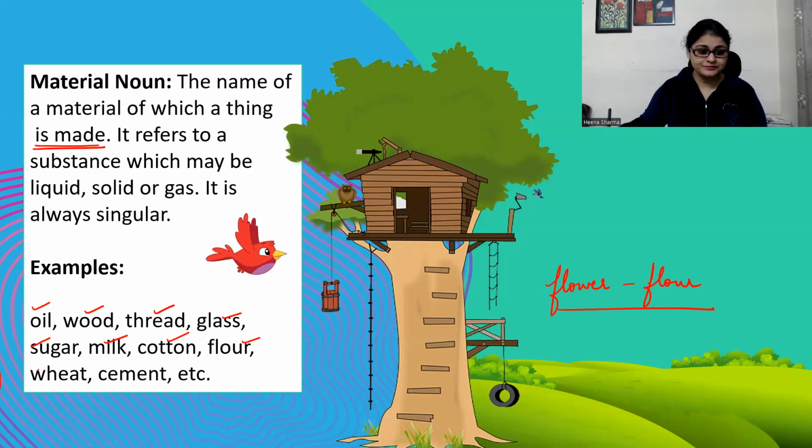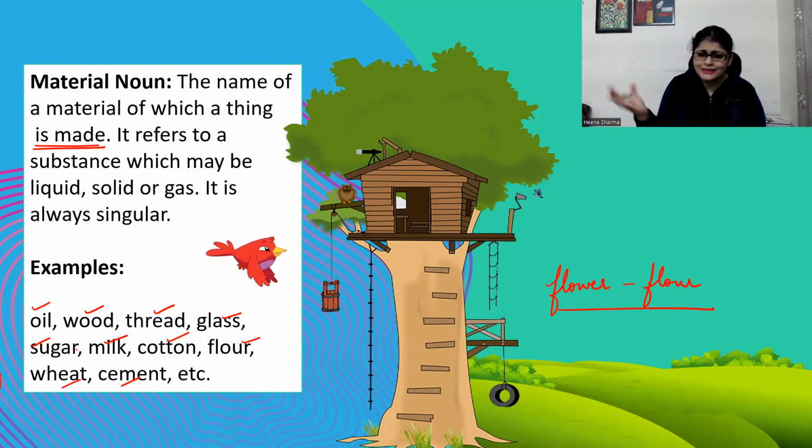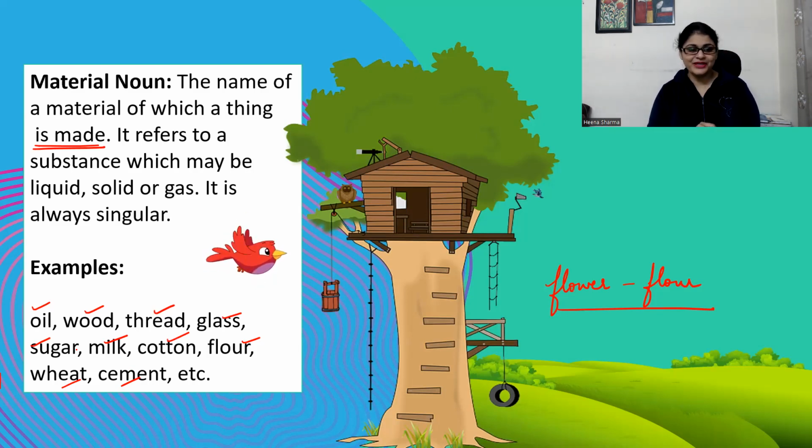Then comes wheat, cement, glass, any other thing which is used as material. Diamond, silver, brass, golden, ये सब substances होते हैं बेटा, ये सब material nouns होंगे अगर आपको material noun पूछा जा रहा है. Or if you have been directed to find out or identify material noun in any set of sentences. So I hope I've been able to just give the justice to this particular concept.